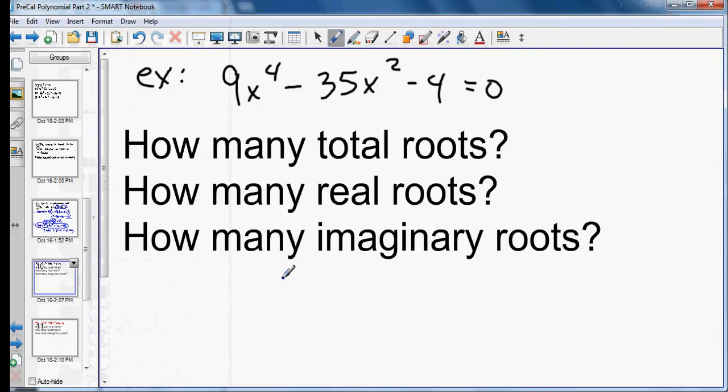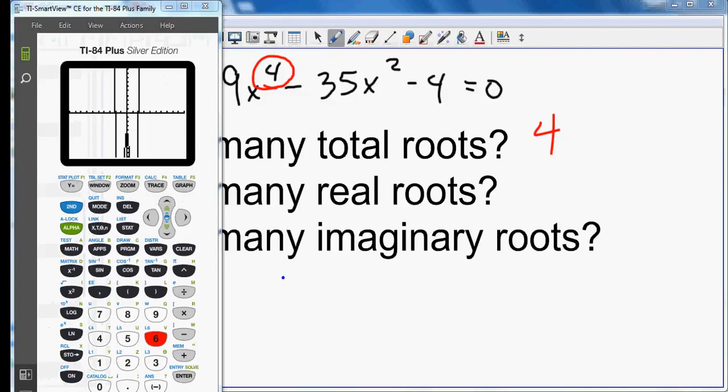It says how many total roots. So I can look right here at the degree. The degree of this function is 4. This polynomial has a degree of 4, so it has 4 total roots. How many real roots? To figure that out, I go and look at the number of x-intercepts. I see 1 on the left, somewhere around negative 2, 1 on the right at around positive 2. So there are 2 x-intercepts. That tells me there are 2 real roots.